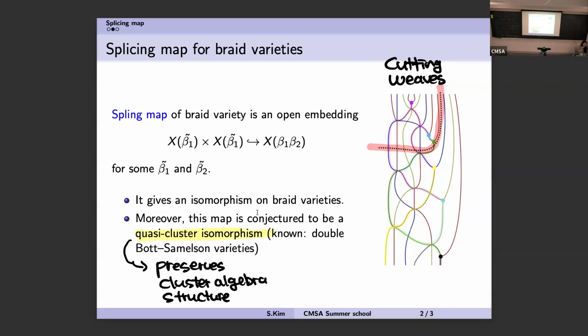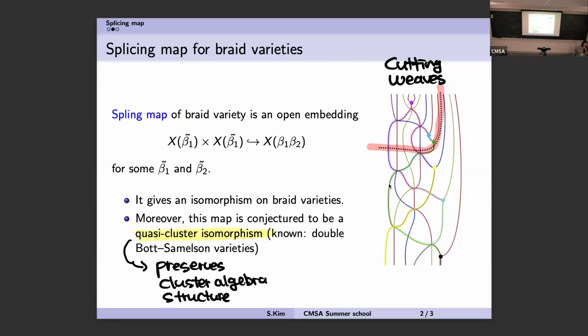which is a fancy way of saying that this map should preserve the geometrical essence of the cluster algebra structure. So recent discoveries by many other people showed that the braid variety admits a cluster structure, and these cluster structures are explained by the picture on the right, called the weaves.